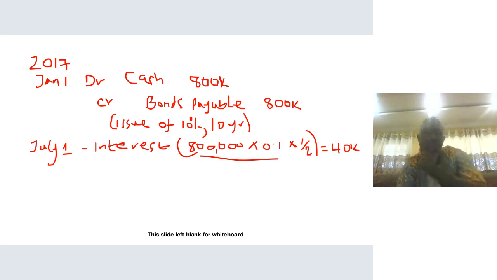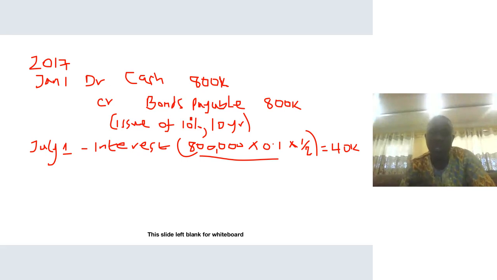Okay, so that is the interest that we are expecting to be paid on July 1st. Remember, the person that is paying this interest is XYZ Limited. They are paying it to the people who subscribed for their bond. Now, once we have determined this, we need to make the accounting entry.